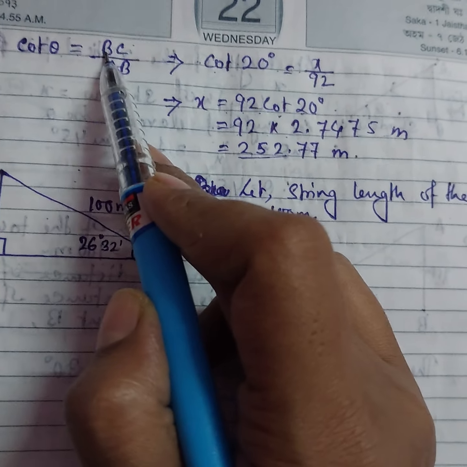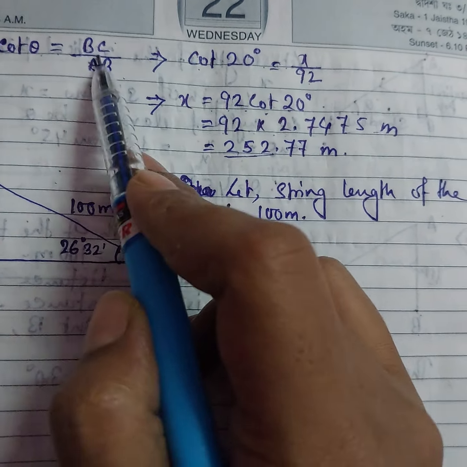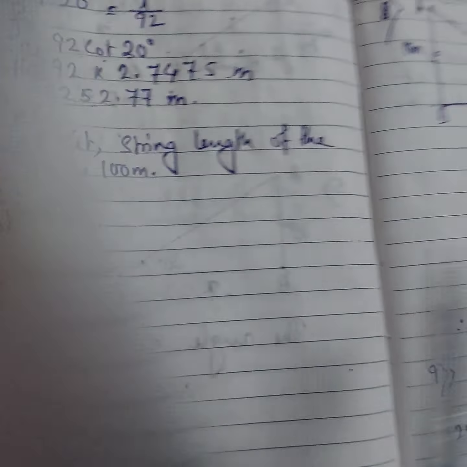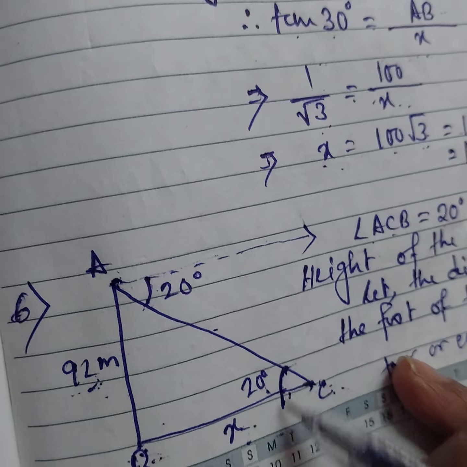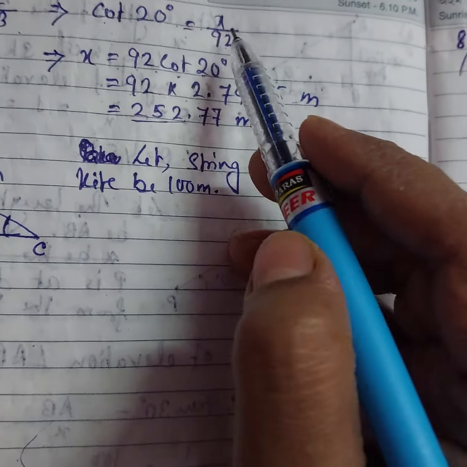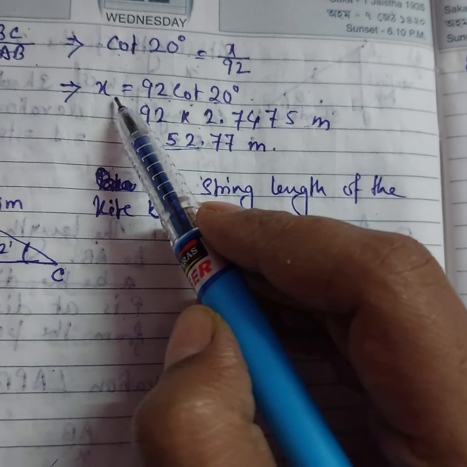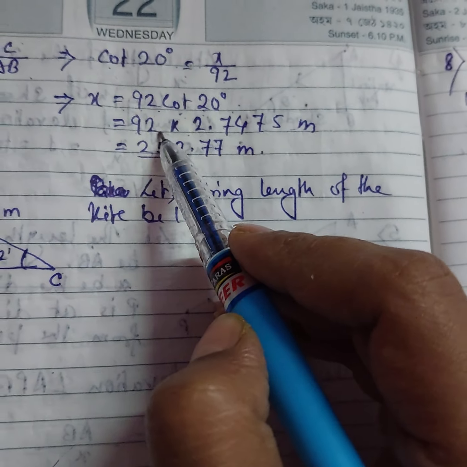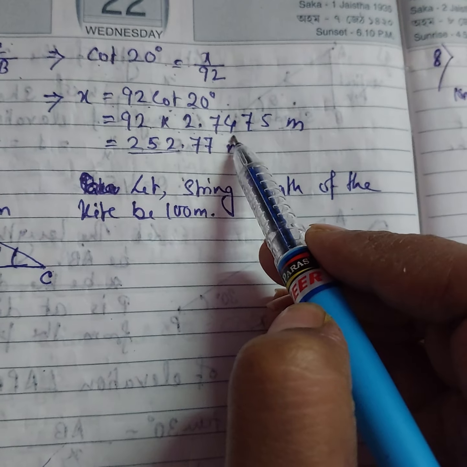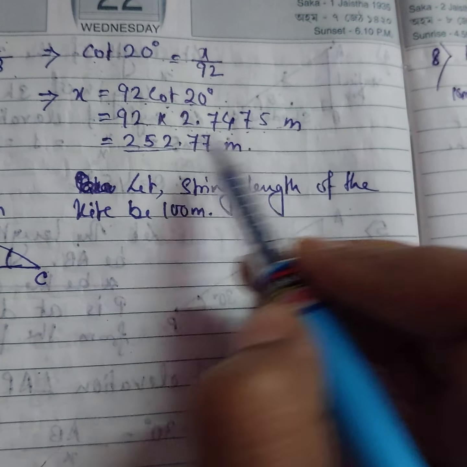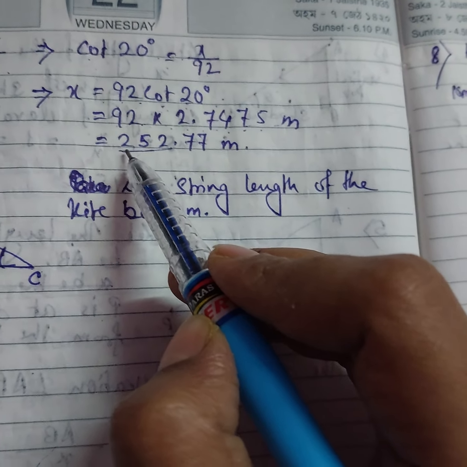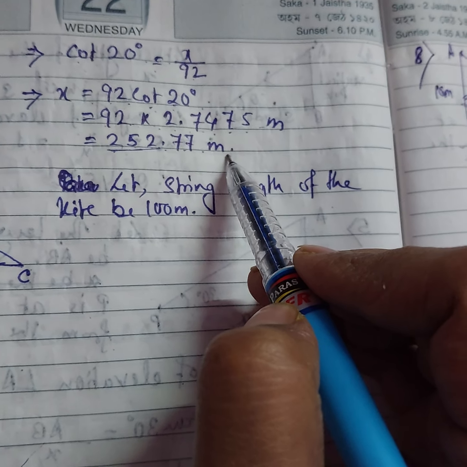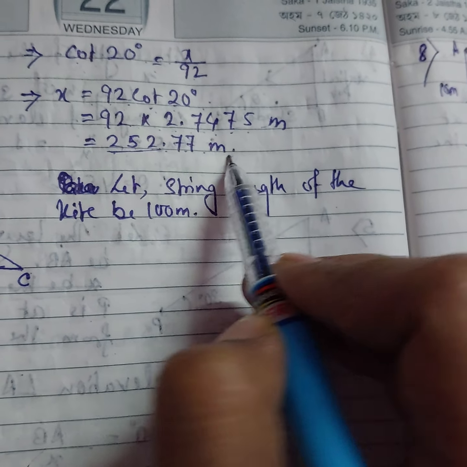So cot theta equals BC by AB, base by perpendicular. That implies cot 20 degrees is equal to x by 92. That implies x is equal to 92 into cot 20 degrees, that is 92 into 2.7475. The answer will be 252.77 meters. Okay, this is your answer. Hope you can understand.